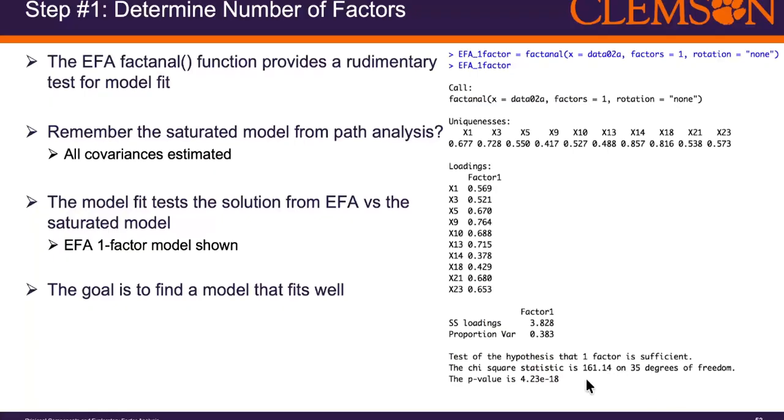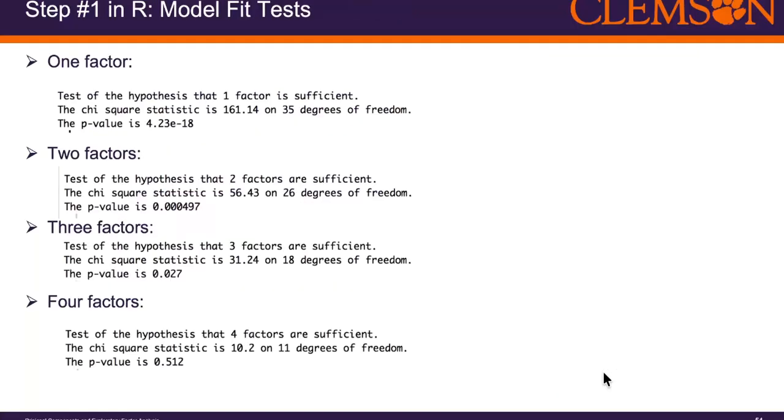And our hypothesis test gives us a chi-square of 161.14. That's our likelihood ratio test between this model and the saturated model. It has 35 degrees of freedom, but the p-value is very small, so we would reject the fit of the one-factor model. So I took the liberty to go and try this with two factors, and we reject. Try this with three factors. The p-value is getting a little bit bigger, but we still would reject with a type 1 error rate of 0.05. So with four factors, we see our p-value is 0.0512. So that tends to be where our solution would fit.